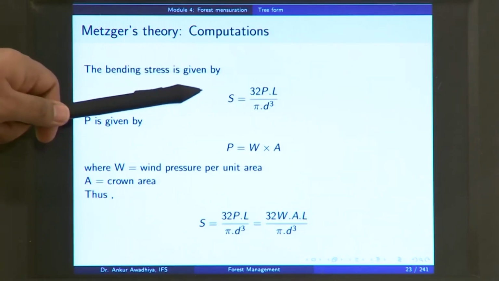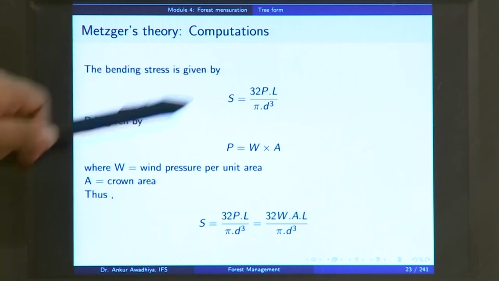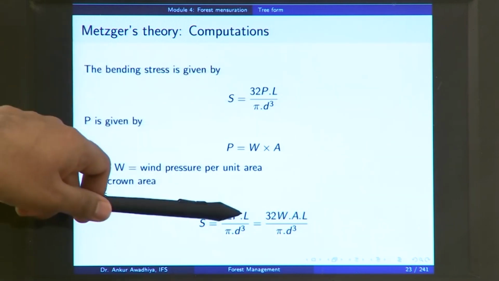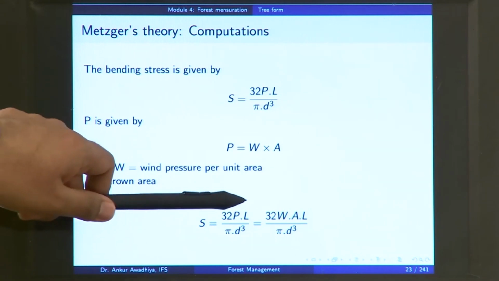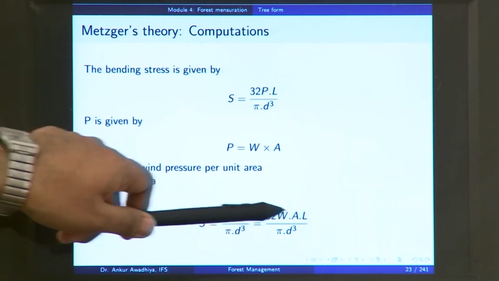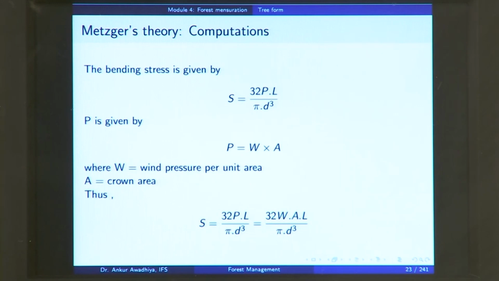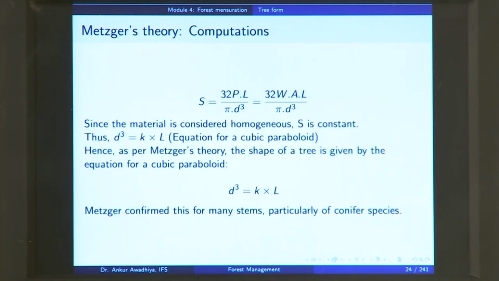So, S is given by 32 P L by pi d cube, and P is W into A. So, we can write that S is equal to 32 times W into A into L divided by pi d cube. This is the equation that we get.